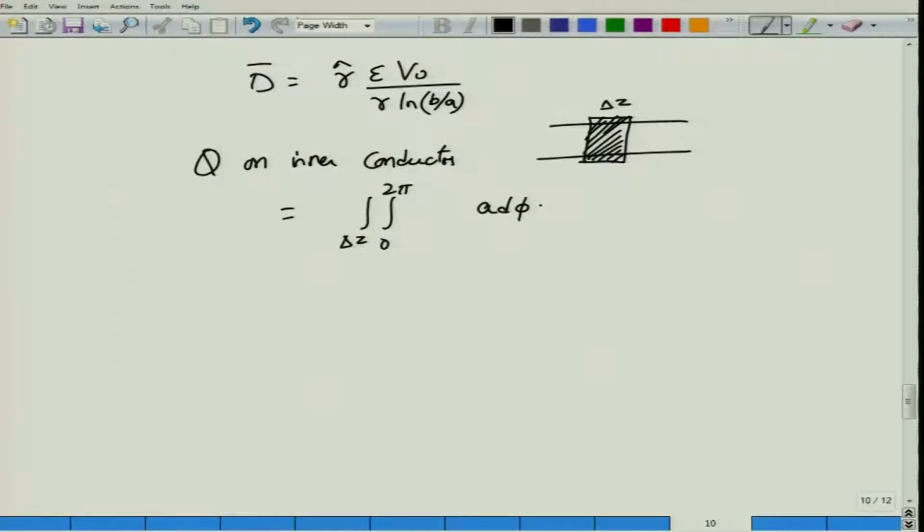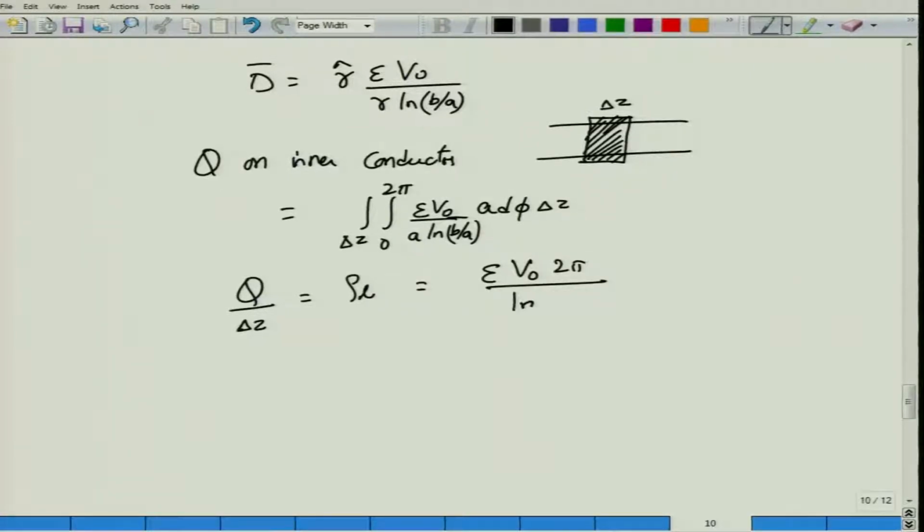So, this is A d phi along the r direction and delta z. I am going to integrate this over delta z, as I told you, and you evaluate D at A, so r equal to A will be the condition. So you have epsilon V0 by A log of B by A, and then charge divided by delta z is what I will call the line charge density rho L. After you integrate this equation, since the integral over d phi will simply pull out a 2 pi, you get rho L equal to 2 pi epsilon V0, A will cancel in the numerator and denominator, divided by log of B by A.